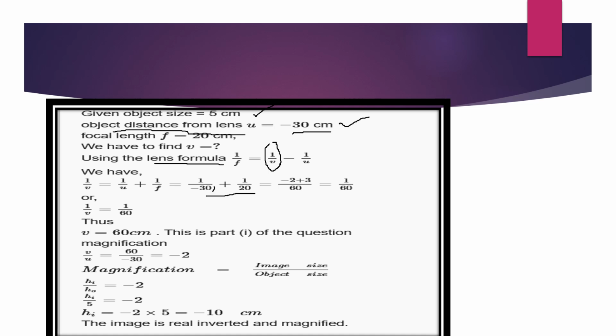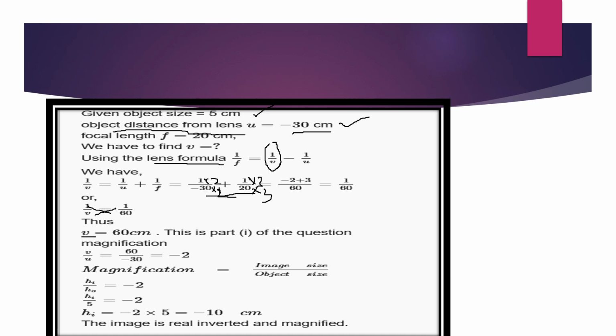So I need to multiply by a particular number. If I multiply 30 by 2, I'll get 60. So the numerator also has to be multiplied by 2. And here, I'm going to multiply 20 by 3 because that is also 60, and the numerator also by 3. Including the negative sign in the numerator, it will be minus 2 plus 3 by 60. What is minus 2 plus 3? It will be 1 by 60. So 1 by v is equal to 1 by 60. When I cross multiply, I'll get v equal to 60.